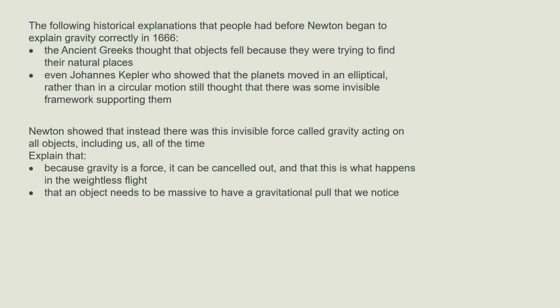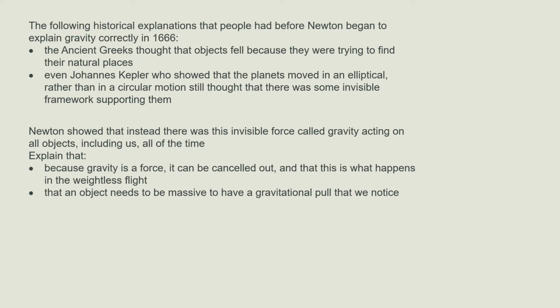Okay, let's think back through our history of when the theory of gravity was first realized. So the following historical explanations that people had before Isaac Newton began to explain gravity correctly in 1666. So the ancient Greeks thought that objects fell because they were trying to find their natural places. Scientist Johannes Kepler, who showed that the planets moved in an elliptical rather than a circular motion, still thought that there was some invisible framework supporting them.